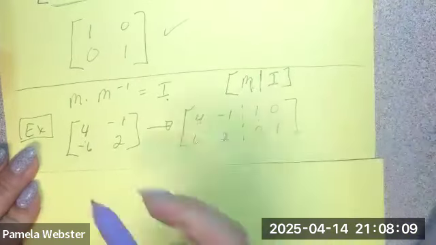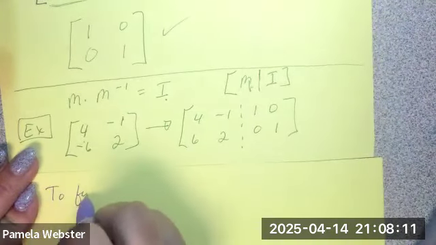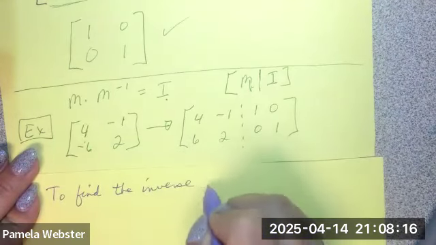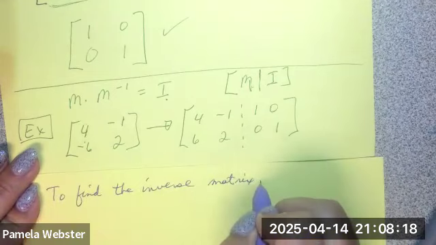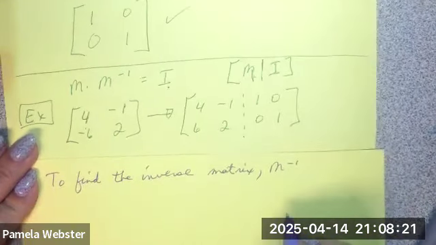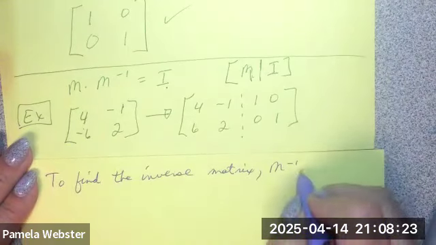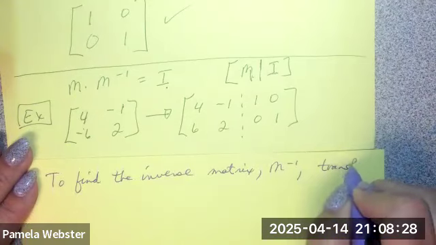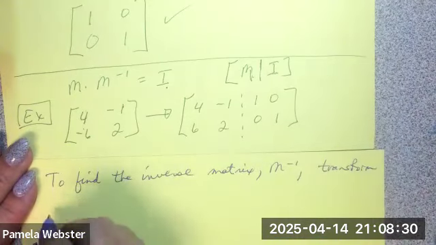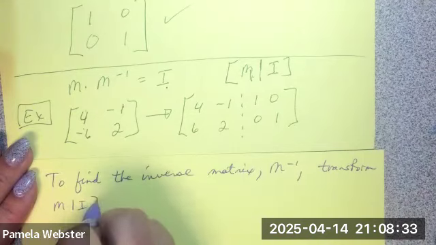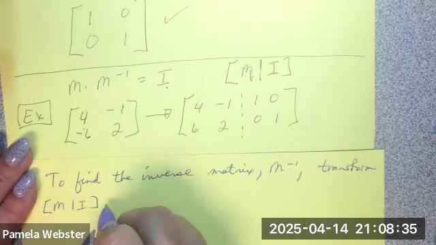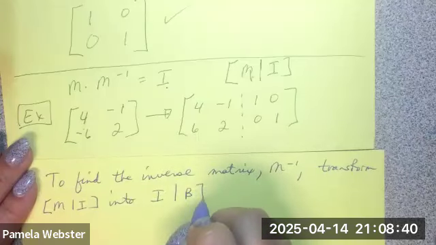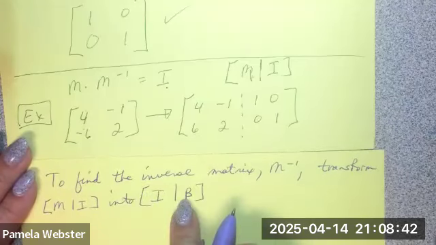Okay. To find the inverse matrix, we're going to call it M with a -1 as the exponent. We will transform M augmented with I into I augmented with some other matrix. We'll figure out what it would be.